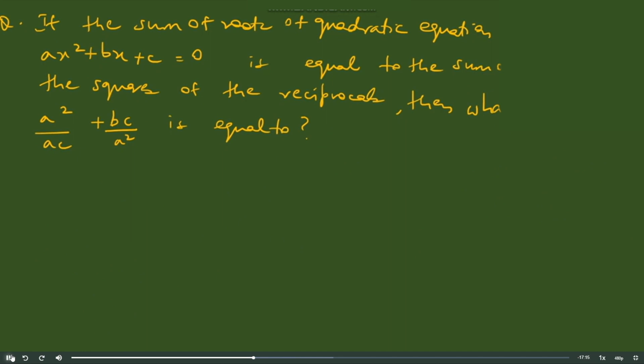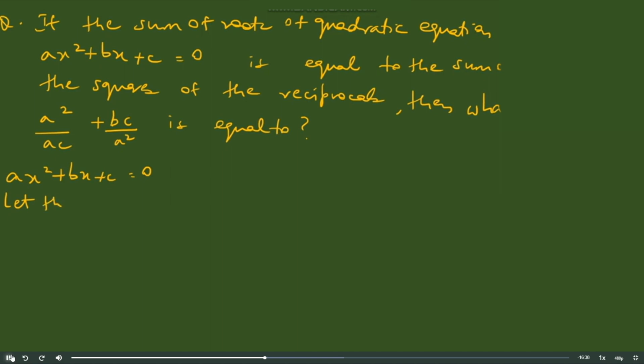Now take this question. If the sum of roots of the quadratic equation ax square plus bx plus c equals 0 is equal to the sum of the squares of the reciprocals, then what is a square by ac plus bc by a square equal to? Okay, so now let's take the equation. If the sum of the roots of equation is equal to sum of the squares of reciprocal. Now the equation is ax square plus bx plus c is equal to 0.